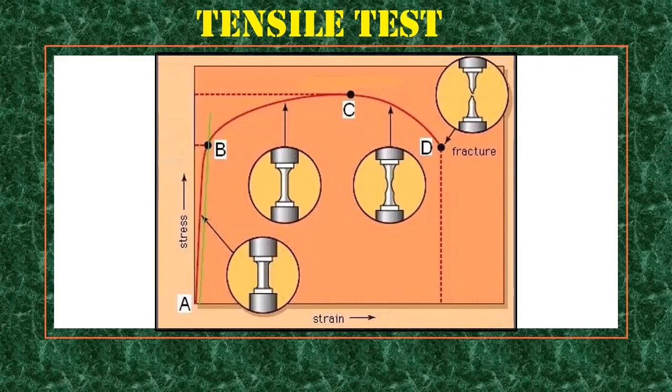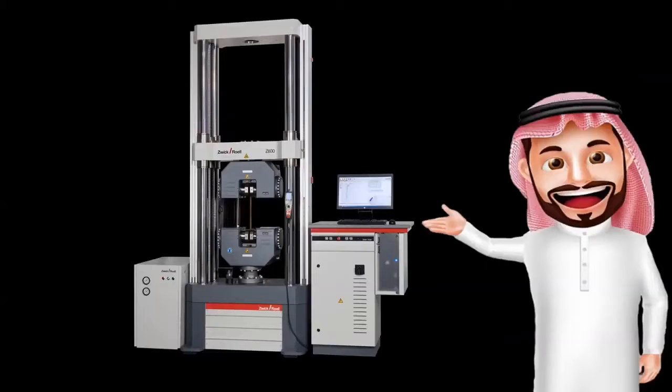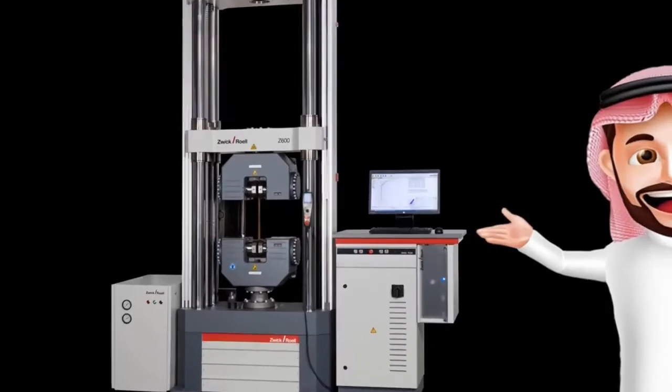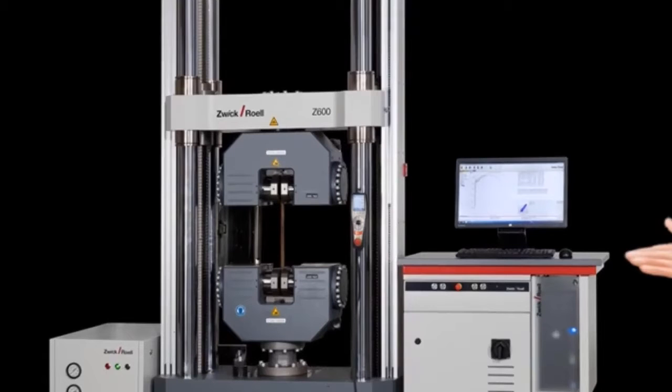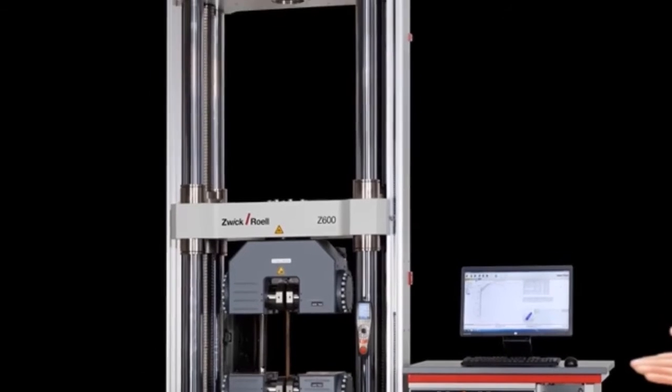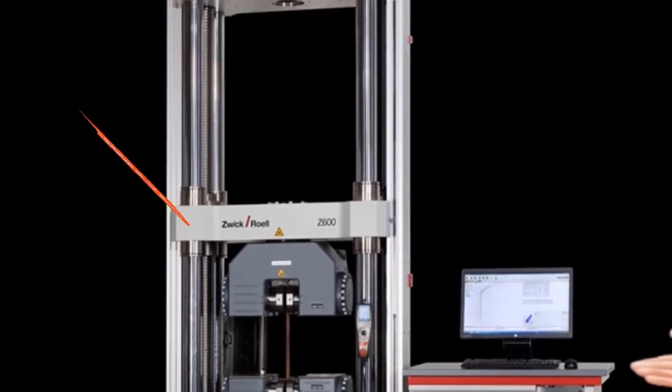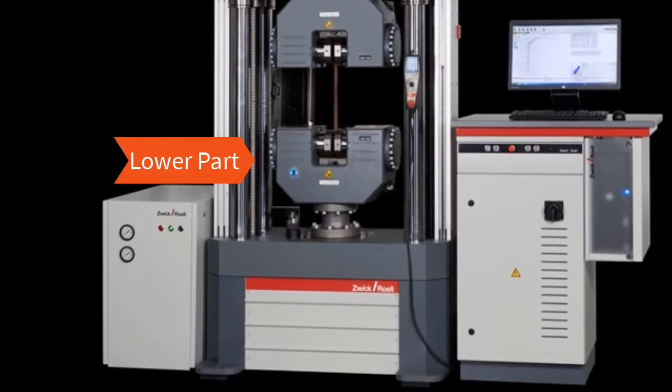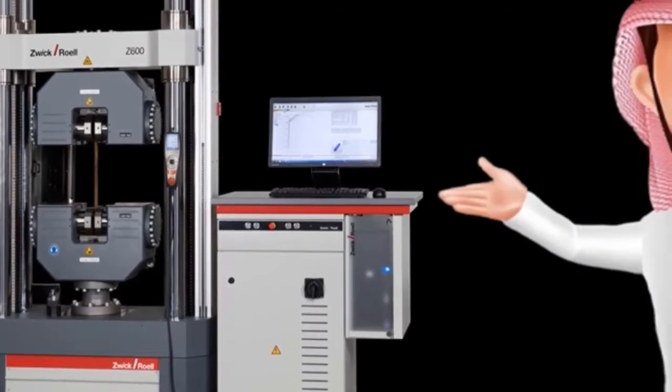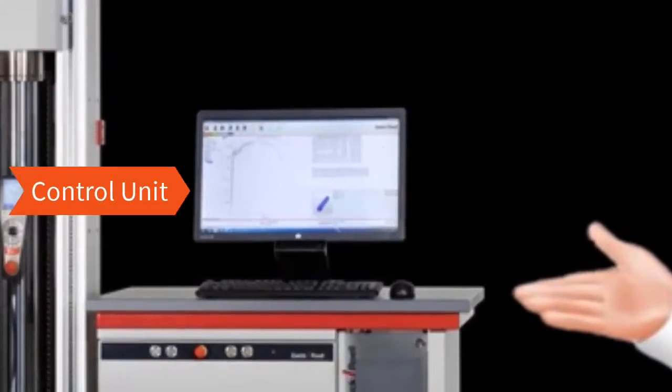Okay? We will start. The tensile test is a very common mechanical test which takes a specimen and stretches it along its length until the specimen breaks. It consists of an upper moving part and a lower fixed part, with a holder and control unit to give you the result of the test.